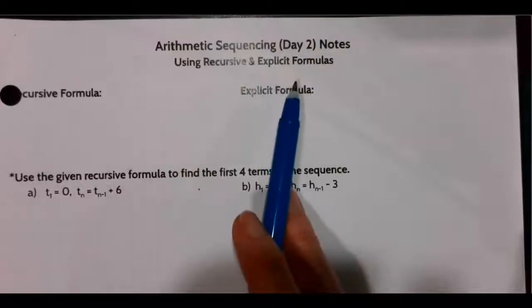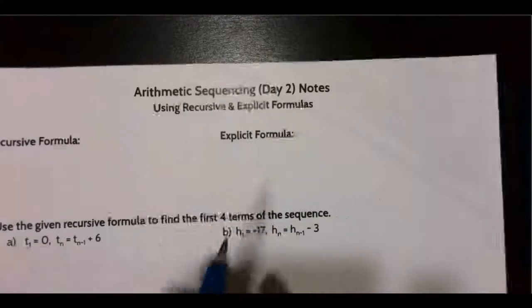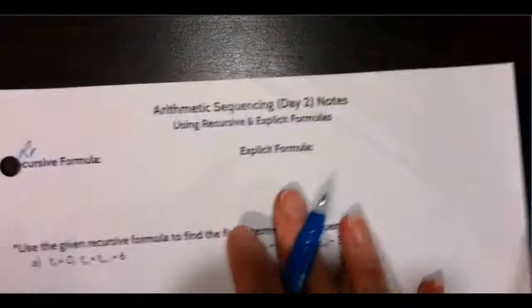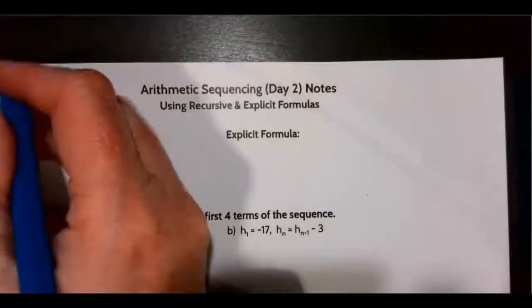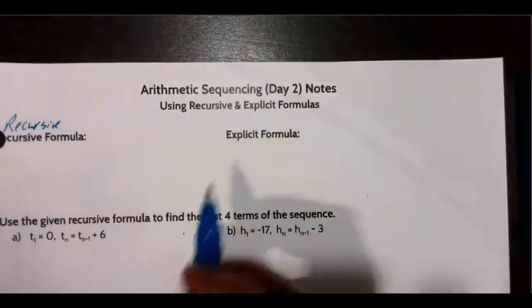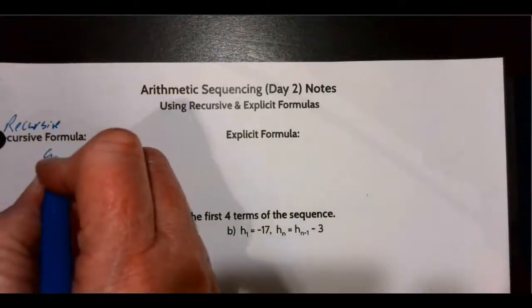Okay, so here we go with day 2 of arithmetic sequences. We're going to talk about recursive and explicit formulas again. This is supposed to say recursive, if you're wondering. Recursive formula and explicit. Remember the recursive formula is a sub 1.